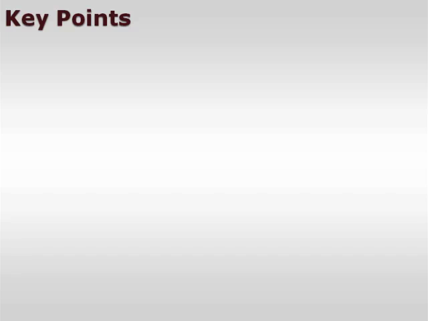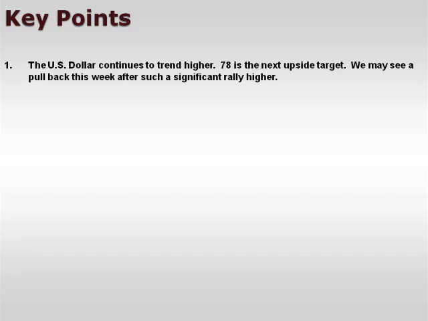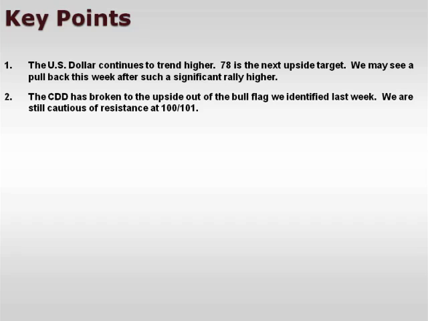Let's take a look at a few of our key points. First of all, the US dollar continues to trend higher. 78 is the next upside target for the index. We may see a pullback this week after such a significant rally higher. The CDD has broken to the upside out of the bull flag we identified last week. We are still cautious of resistance at 100-101.